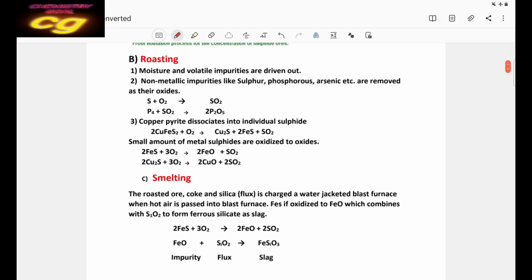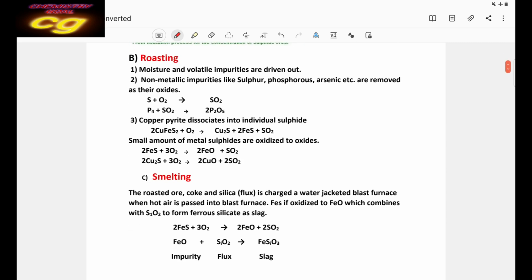Then the next step is conversion of sulfide ore to oxide. This method is called roasting. In roasting, the ore containing impurities is heated with sufficient oxygen. During heating, some volatile impurities and impurities like sulfur, phosphorus, arsenic present in the pyrite ore are removed in the form of oxides.